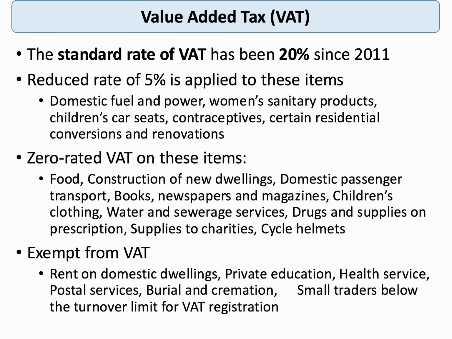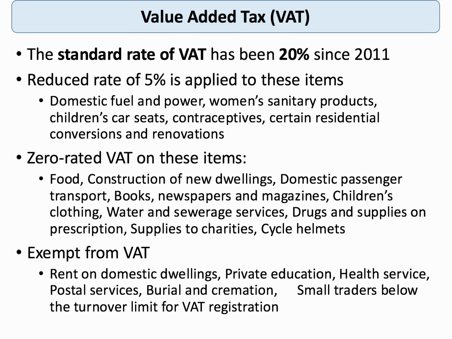VAT is an indirect tax. It's been 20% since 2011 for most items, but there's a 5% VAT on fuel and power, your utility bills, women's sanitary products, car seats for children, and contraceptives. So it's quite controversial as to why there is some VAT on those products.